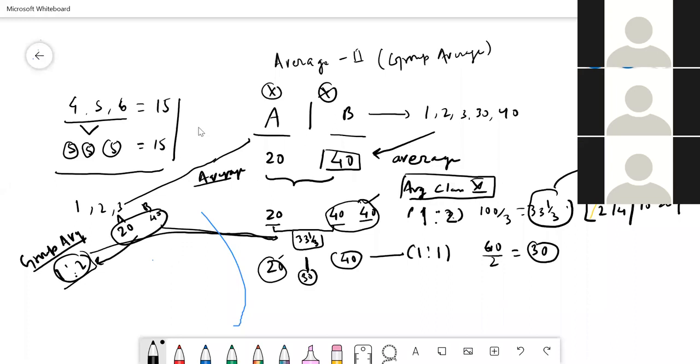Okay, Swastika, you can put your doubt in chat.